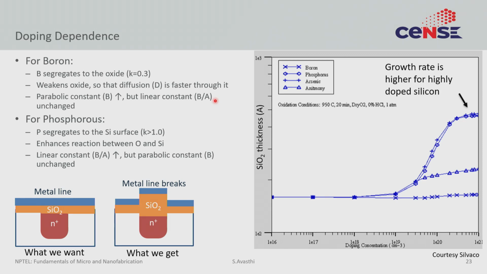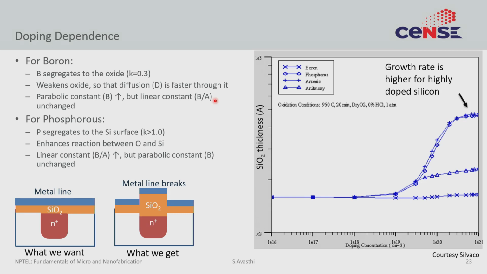For phosphorus, things are slightly different. Phosphorus segregates primarily into silicon, because the distribution coefficient is more than 1, so it tries to remain in silicon. However, because it tends to accumulate in the silicon at the interface, and the phosphorus concentration grows up, that tends to enhance or catalyze the reaction between oxygen and silicon.